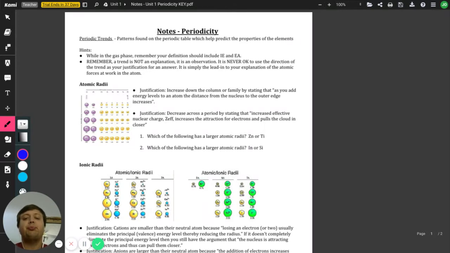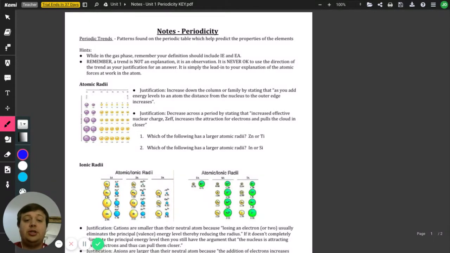Okay, so here's some things to remember. First off, while you're in the gas phase, remember your definition. Okay, this is for your AP test. Remember your definition should include ionization energy and electron affinity. Okay, and we'll get to those in a second, but you should include ionization energy and electron affinity in your explanation.